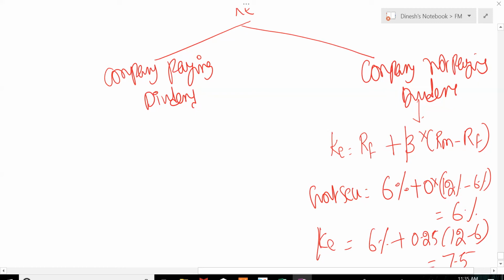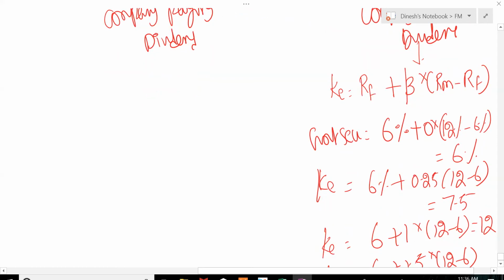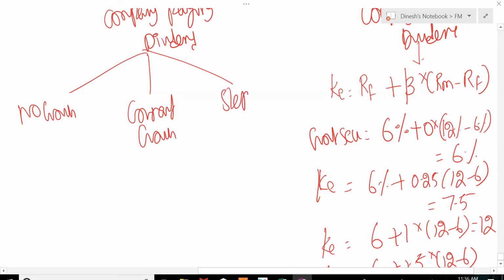So you know what is risky, what is not risky. If I give you 2 options, you will tell me which is more risky, which is less risky. But if I ask which has more beta, less beta, you will not know it because we have not understood it as beta. Beta means high risk, high beta; low risk, low beta. Clear? Any doubts on this? So this is one way if you are not paying dividend. If you are paying dividend, there are 3 scenarios: no growth, constant growth, and step up growth.